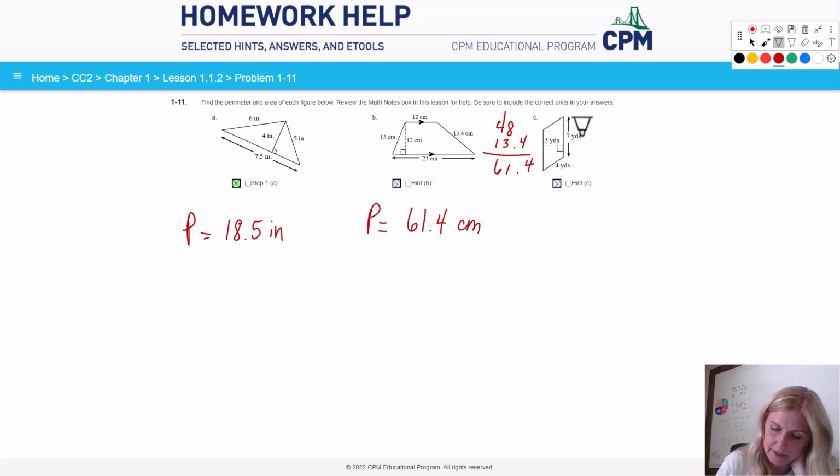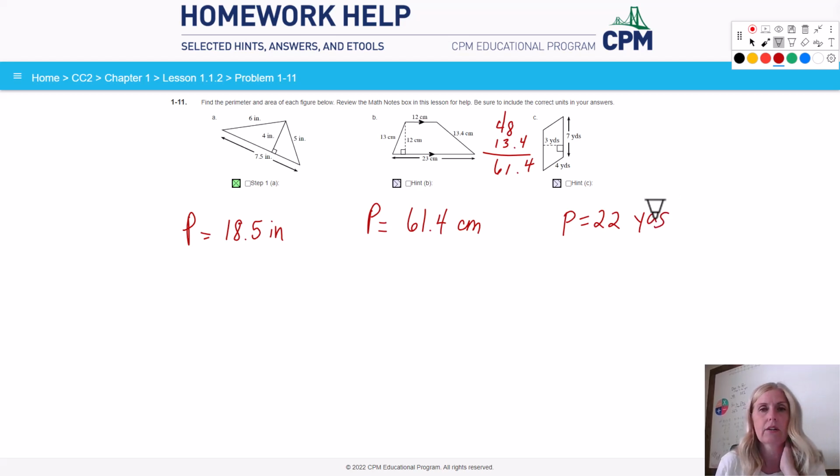I have 7 and 7 and 4 and 4. So that's 14 plus 8, and that would be 22 yards. Okay, very simple. Okay, area.